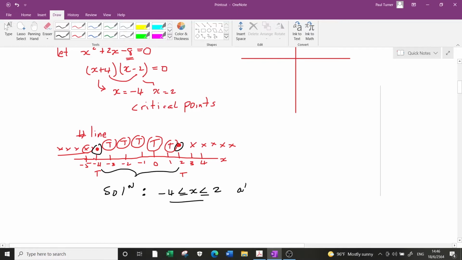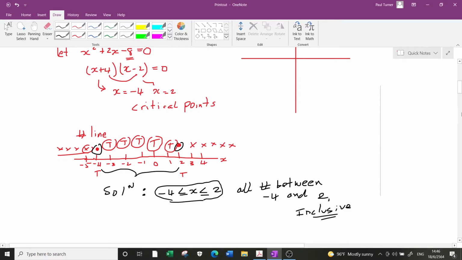So all numbers between -4 and 2 inclusive, including the end numbers. There. So this is your answer, and that's what you write for the question.